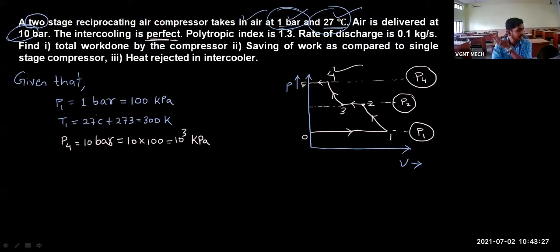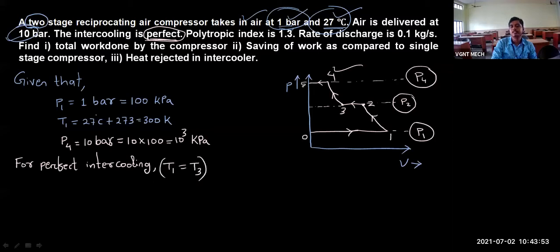The intercooling is perfect. So we are using perfect intercooling. For perfect intercooling, what is the condition? We can write T1 is equal to T3, which is equal to how much? T1 is 300, so T1 equal to T3 equal to 300 Kelvin. And what is the other condition? The pressure ratio will remain the same.